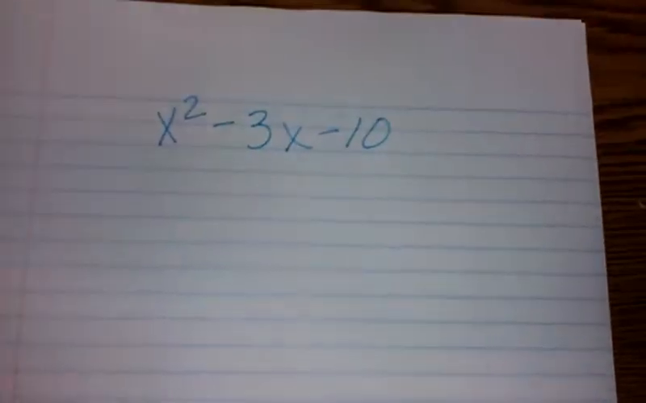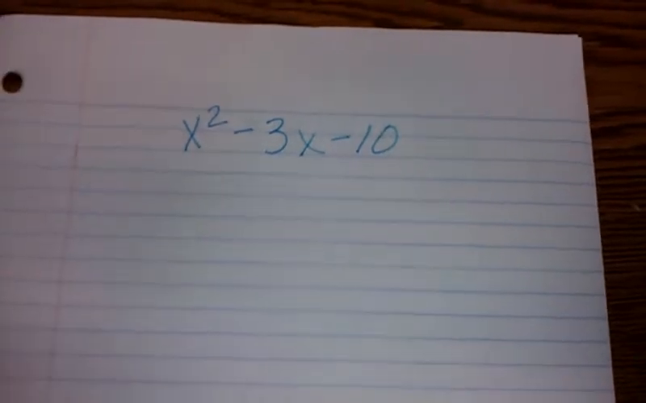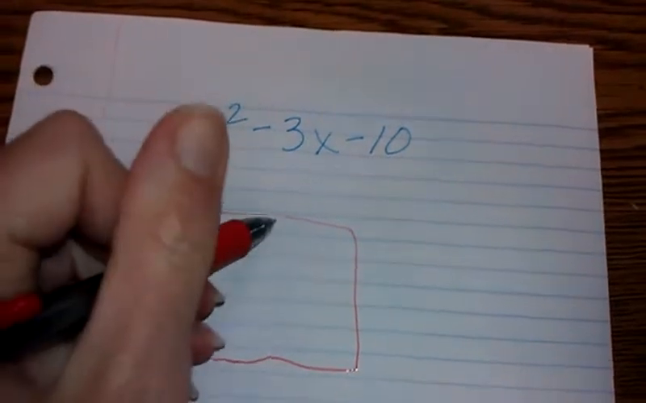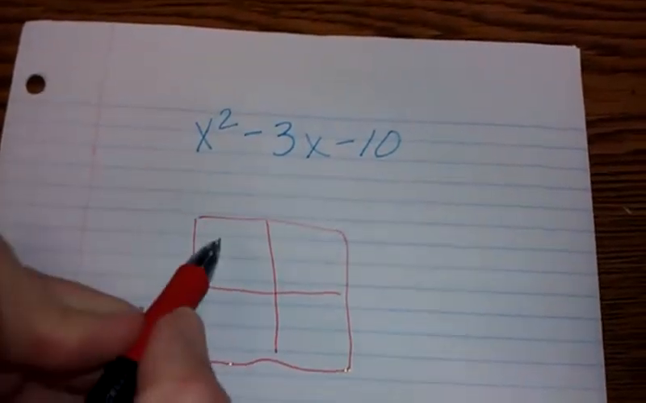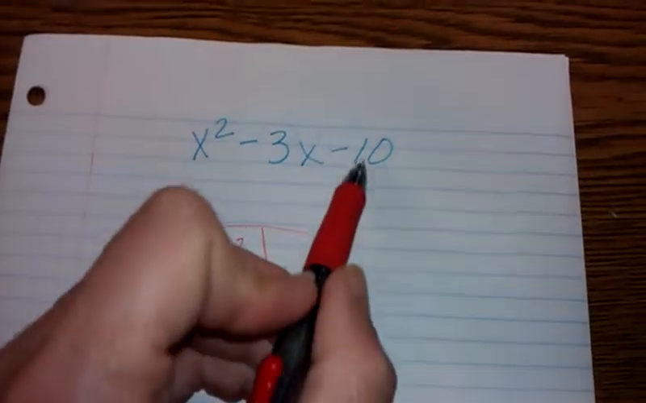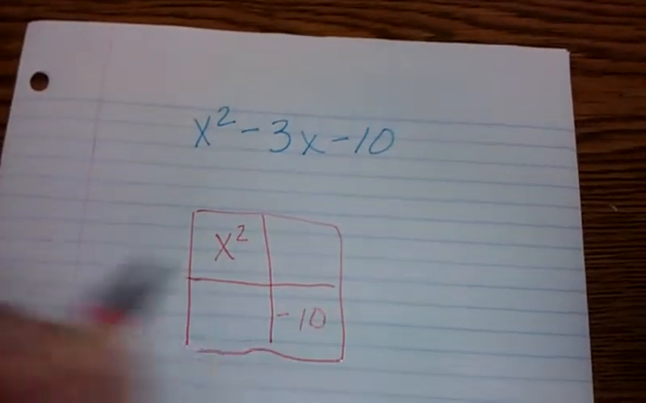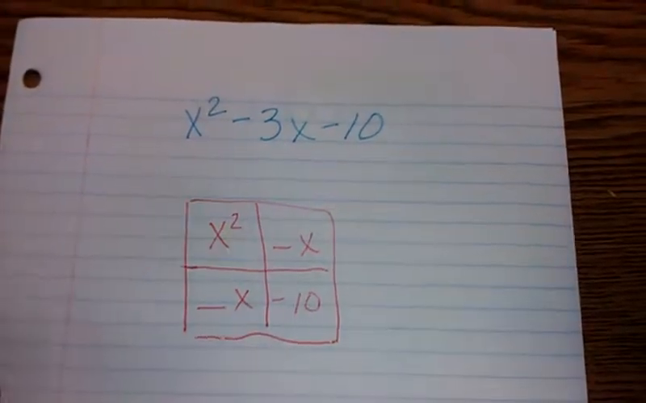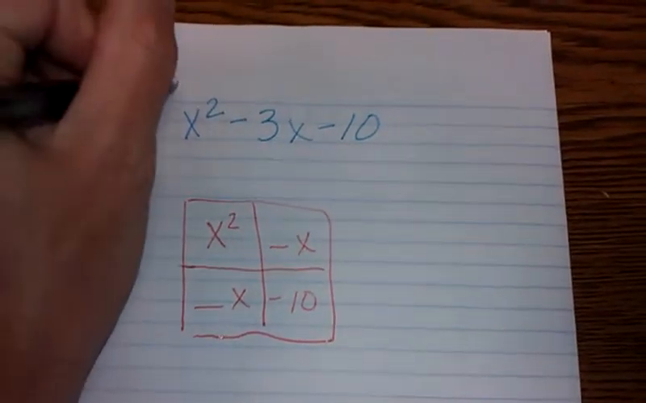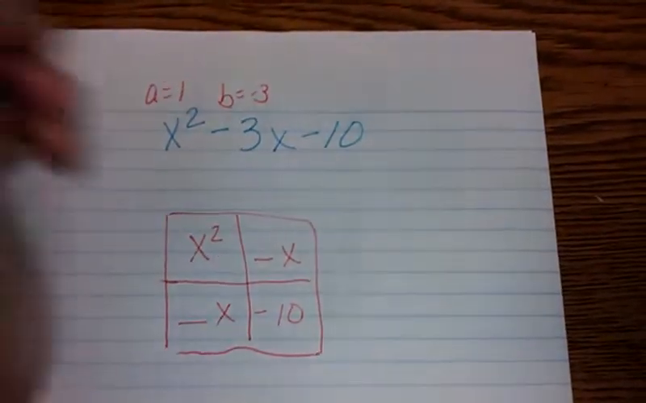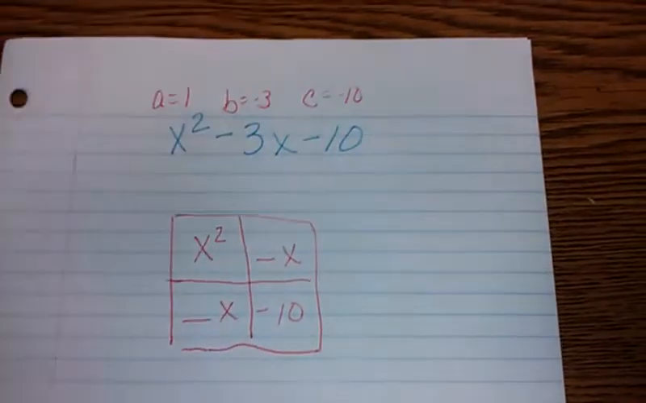The next one, right here, I would pause the video and come back and see how you do. I'm going to draw the box right here. And in the top left-hand corner goes x squared. And in the bottom right goes the last term, which is negative 10. This will be something x, something x. Now I have a is 1, b is negative 3, c is negative 10.